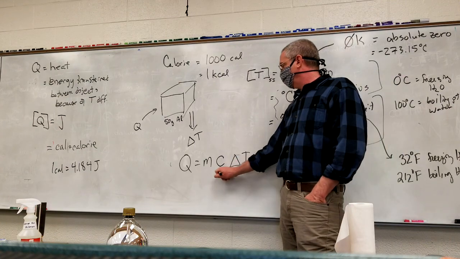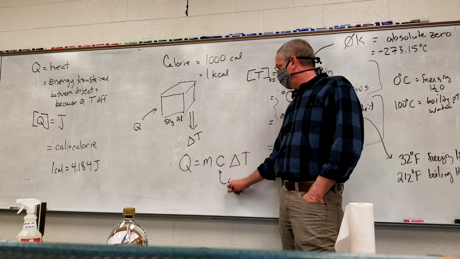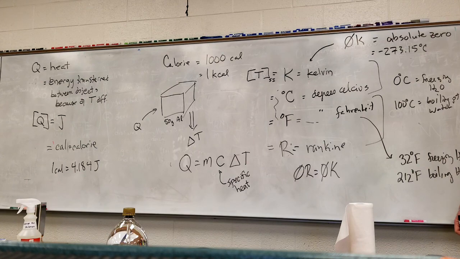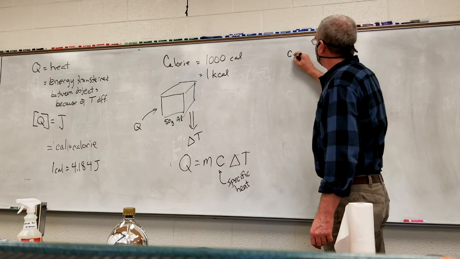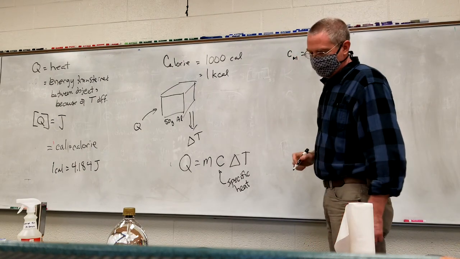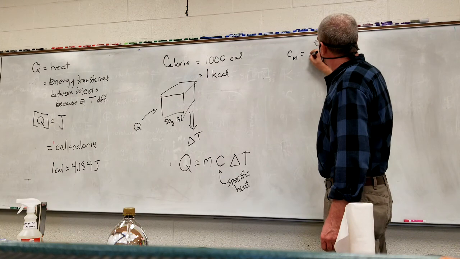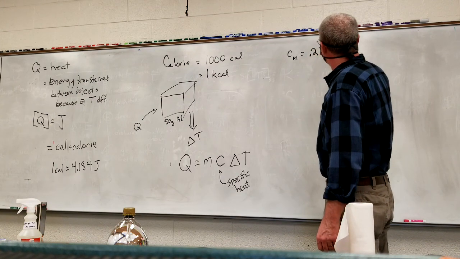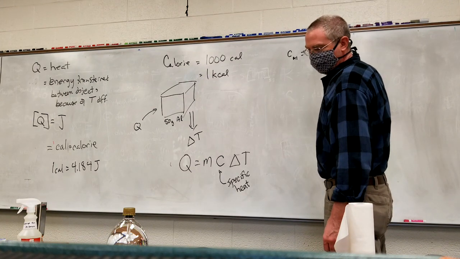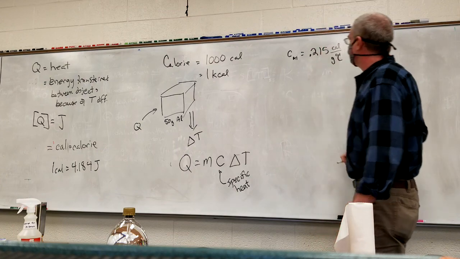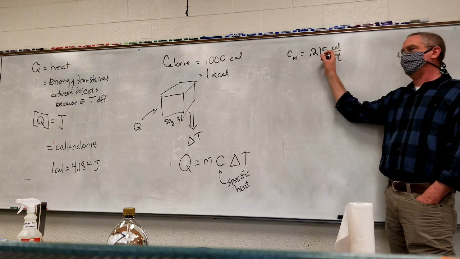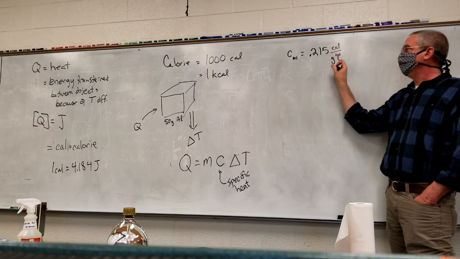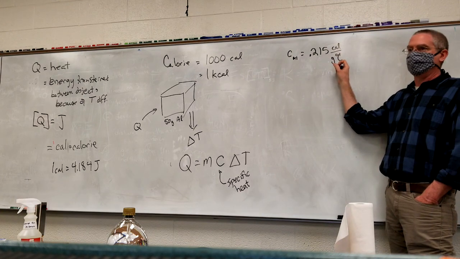And then this right here, known as the specific heat. And that is dependent upon the object itself. So just as an example here, the specific heat of aluminum is 0.215 calories per gram degrees Celsius. What this means is that if I put 0.215 calories into 1 gram of aluminum, it's going to raise the temperature by 1 degree Celsius.